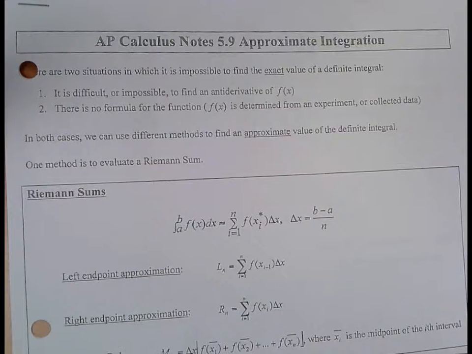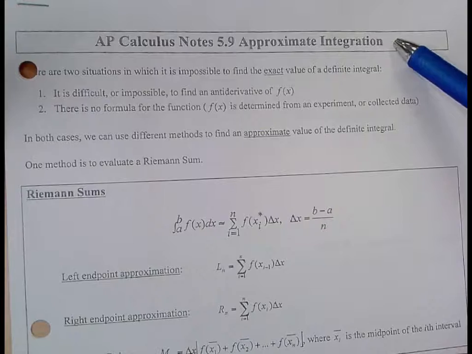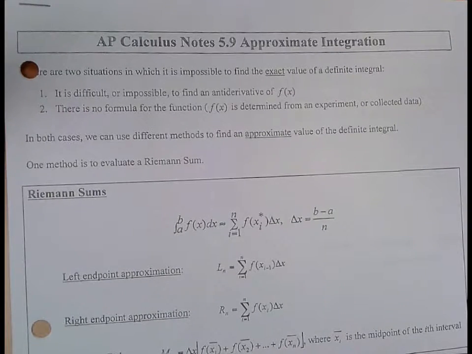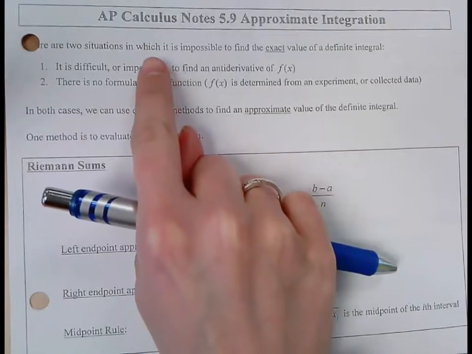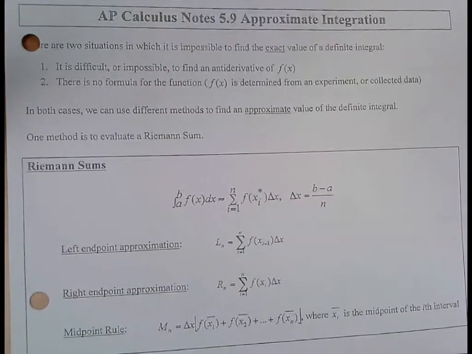So 5.9, the nice thing is there's really one new thing in 5.9, and that's the trapezoidal rule, or finding a trapezoidal sum. The rest of 5.9 is review. We've already covered it. So this is all on approximate integration. What do you do when you can't find an exact value of an integral? So it gives two situations where it's impossible to find the exact value.